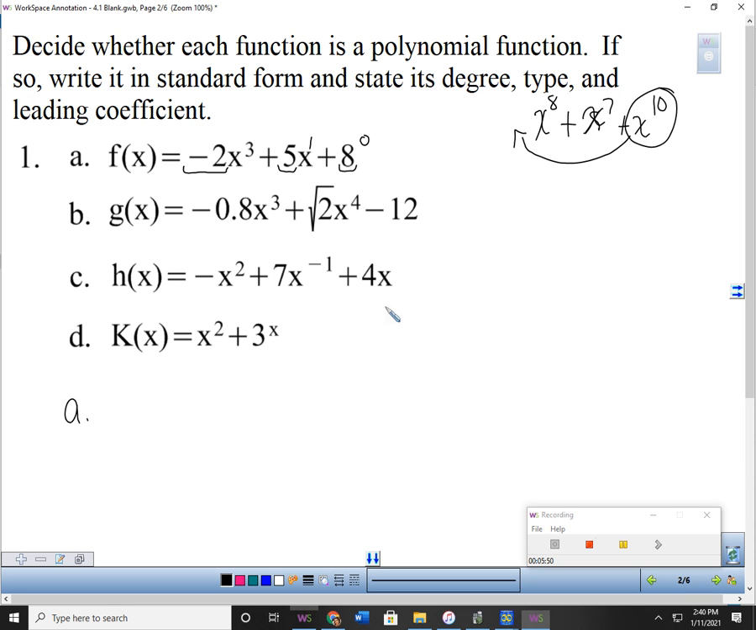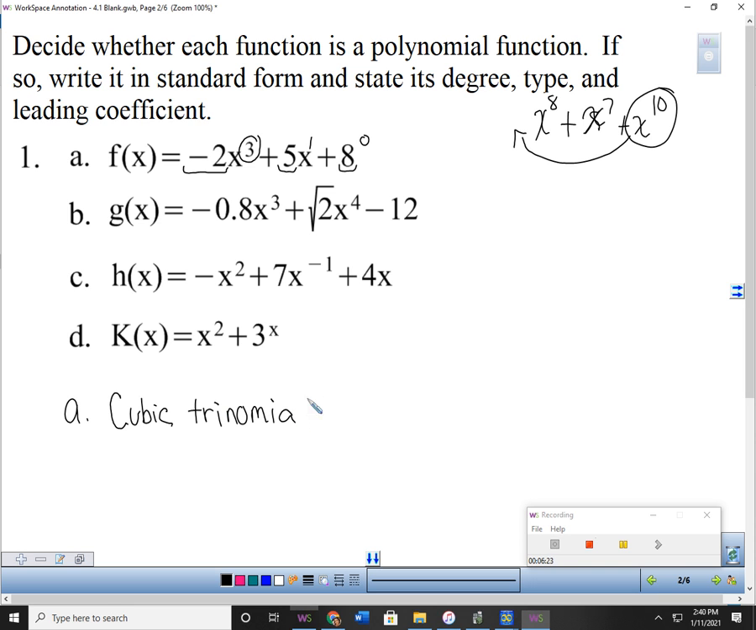So first part is you look at your degree. Your degree is the biggest one, which is 3. What's the special name for a third degree? Cubic. Right? And then you tell me how many terms you have. So you have 1, 2, 3 terms, and we have a special name for that, which is trinomial. So that is a cubic trinomial.